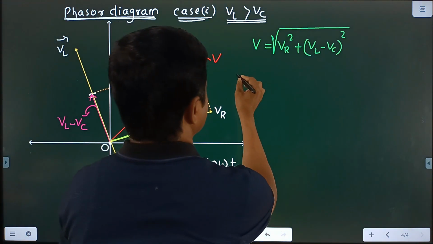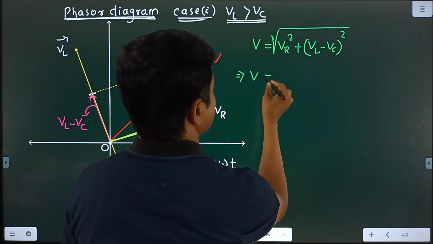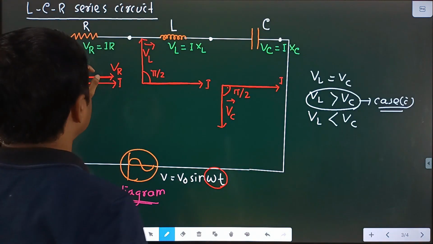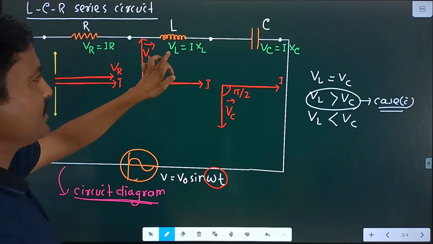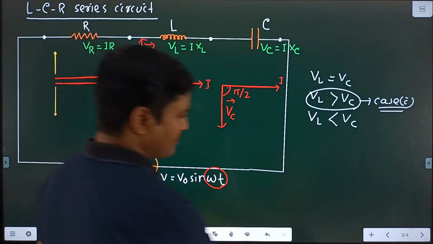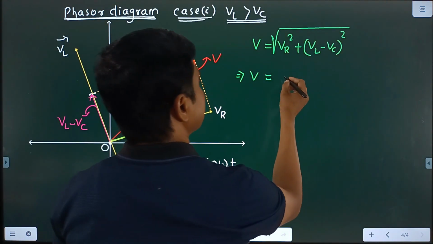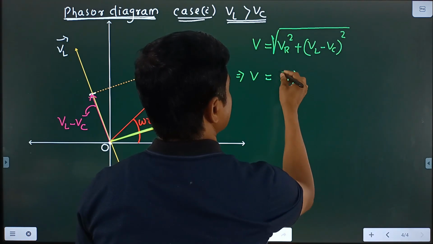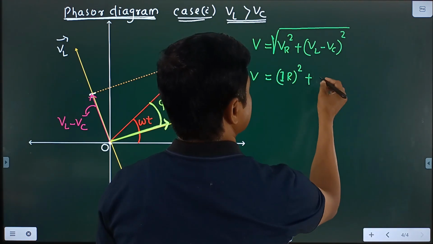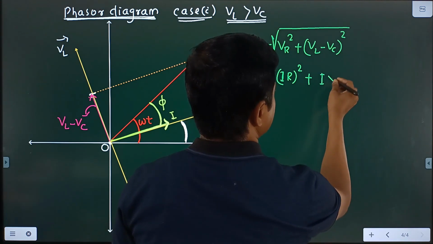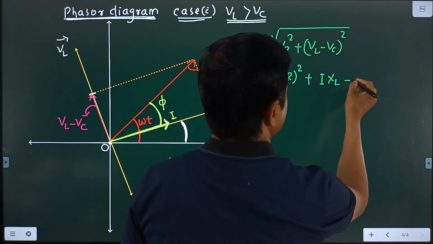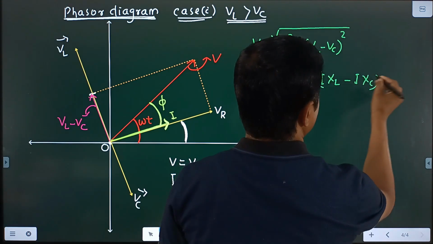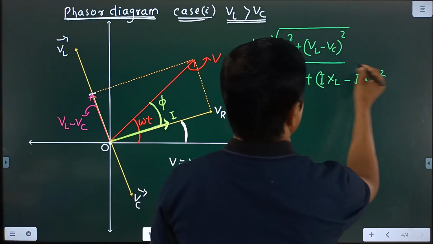That implies V is equal to root over of, in place of VR we write I into R and square of this, plus in place of VL we write I into XL, minus in place of VC we write I into XC, whole square.